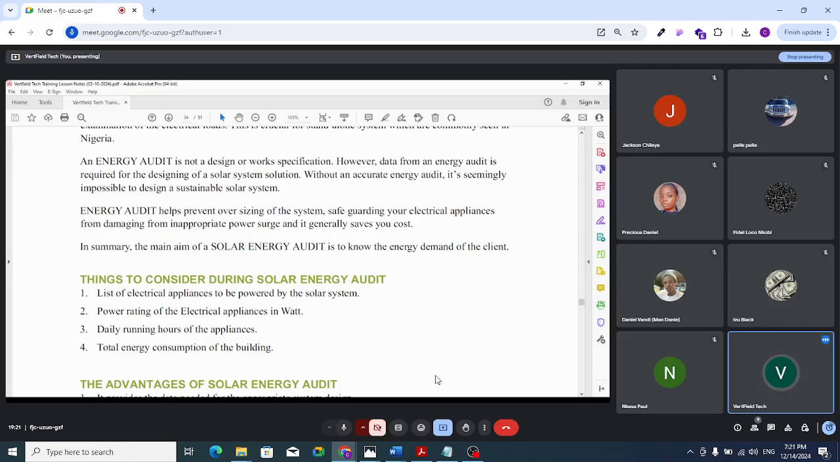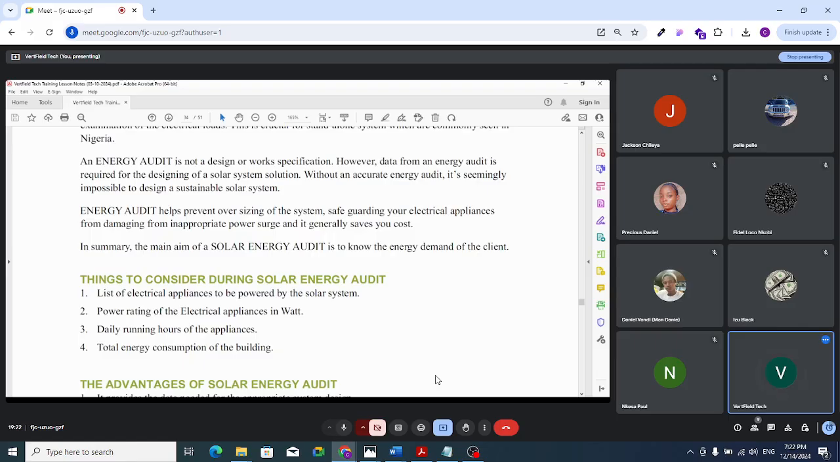One, the list of electrical appliances to be powered. Just like I have said, I made mention of the energy consumed by the facility, and I said that it is gotten through the list of what you are powering up. So what you are powering up gives you an idea of the energy being consumed by that facility. Two, the power rating of those appliances is another key factor. Three, the daily running hours of the appliances, and the final but not the least, the total energy consumption of that facility. These 4 parameters are what will help us to walk through the process of energy audit.